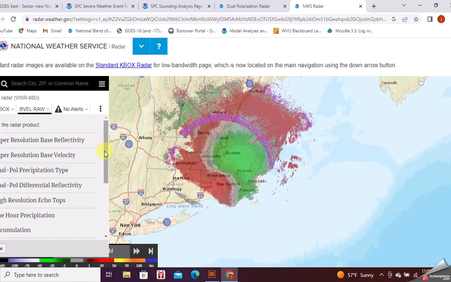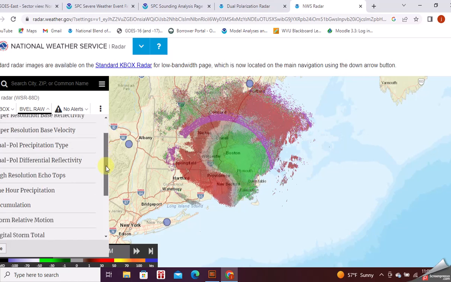Finally, the differential dual pole. Dual pole looks at the shape of the radar echo. It gives you a two-dimensional picture of radar echo. So in other words, if I have an ice crystal out there, maybe that ice crystal is all fragmented and kind of weird shaped. Dual pole is going to depict that as kind of a weird shape.